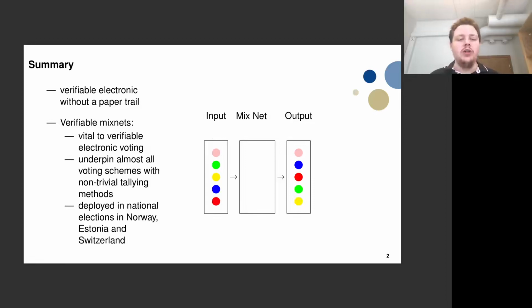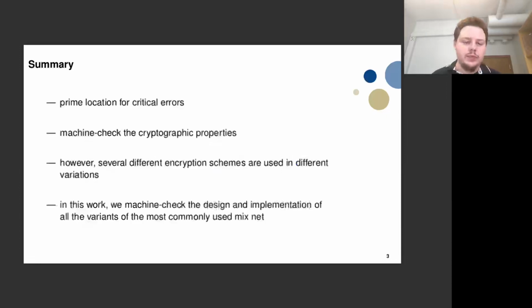These underpin almost all voting schemes with non-trivial tally methods, for example single transferable vote, instant runoff voting, all this kind of stuff. Not things like first past the post. And these are deployed in national elections in Norway, Estonia, Switzerland, and numerous other places in lower tier elections. So these are prime locations for critical errors, and so what we'd like to do is machine check the cryptographic properties. However, several different encryption schemes are used in different variations, and that makes this hard. So in this work, we machine checked the design and implementation of all the variants of the most commonly used mixnets.